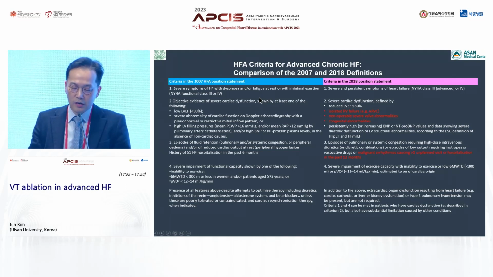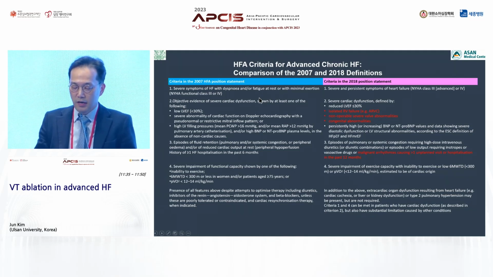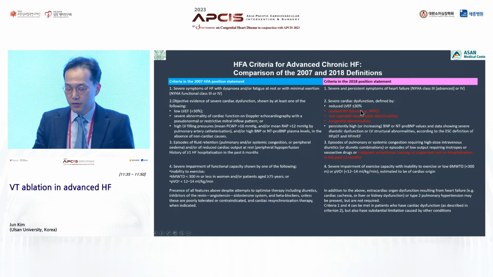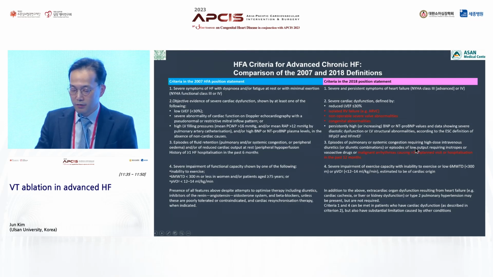The Heart Failure Society updated the advanced chronic heart failure guideline, and they included isolated RV failure or non-operable severe valve abnormality or congenital abnormality, as well as reduced LV ejection fraction. And they also included malignant arrhythmia requiring 1 unplanned visit or hospitalization over the last 12 months, as well as pulmonary or systemic congestion or low cardiac output.